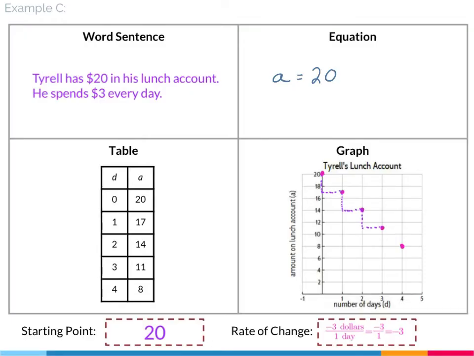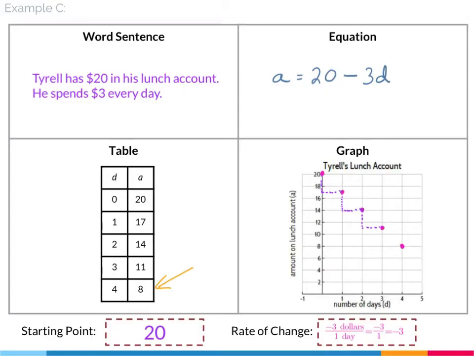Then we need to figure out, is our relationship going up or down? And in this case, it's going down, right? We're going down from 20 to 17 to 14 to 11 to 8. So we know we're going to be subtracting in this particular scenario. And we're going to be subtracting, as we can see, $3 every day. So 3 times D. And again, we can check to see if that works. If I have 4 days that have passed, 4 times 3 is going to be 12. 20 minus 12 is 8, and that is what I have in my graph, so I know my equation works.